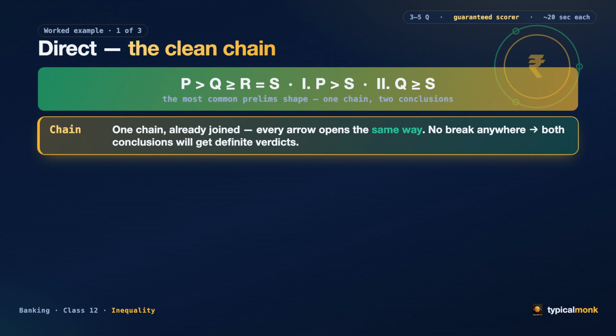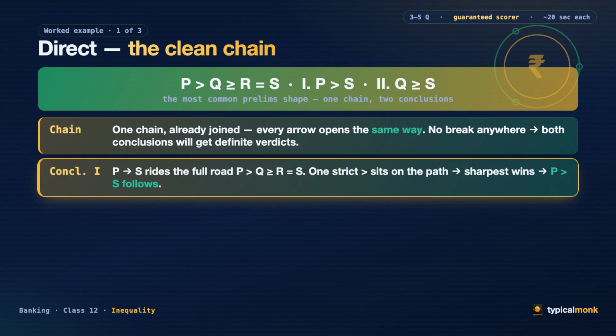Statements: P > Q, Q ≥ R = S. Conclusions: 1. P > S. 2. Q ≥ S. Step 1. The chain. It is a single chain, already joined, and every arrow opens the same way. No break anywhere, so both conclusions will receive definite verdicts.